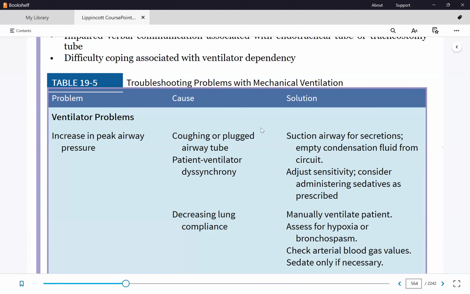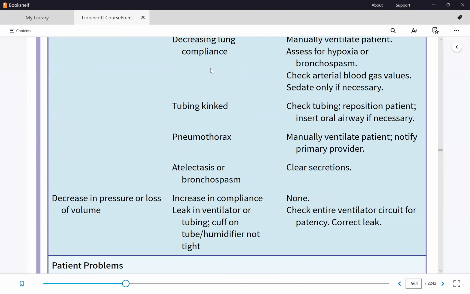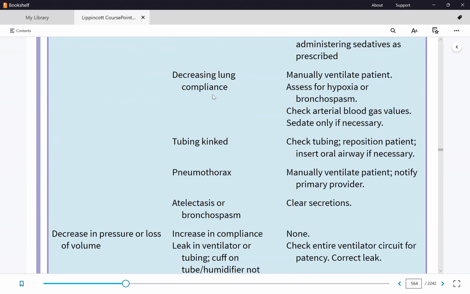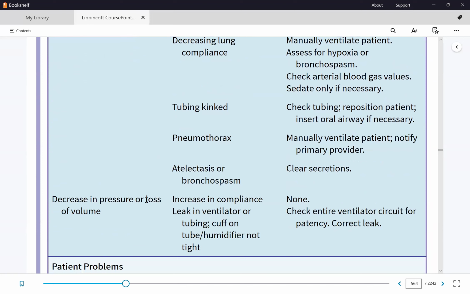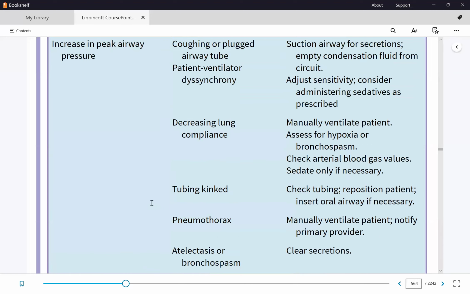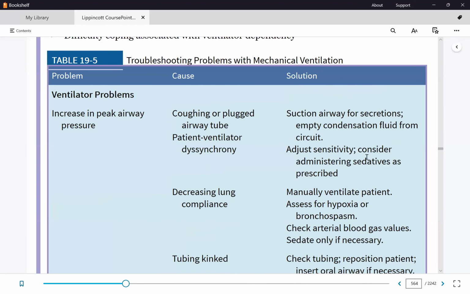Okay, so here are our problems. 19-5, the first two here on the blue section. This one is going to trigger a high pressure alarm, also called an increase in PIP, peak airway pressure. And then there's also a decrease in pressure or loss of volume. So that means this is a low pressure alarm. Okay, so these are high pressure alarms. So what can trigger a high pressure alarm? These things will cause it. And the third column is the solution.